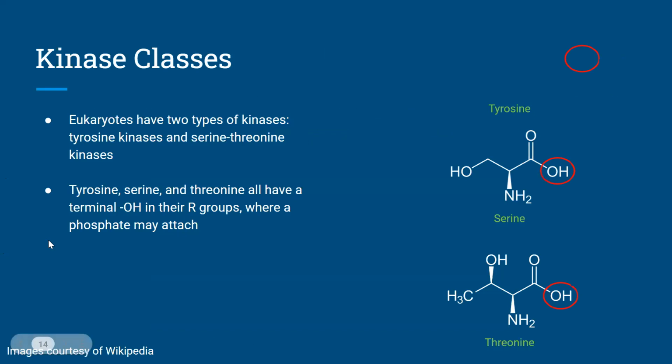Okay. So there are a couple of classes of kinases that we see in eukaryotes. One that we're going to talk about tonight is tyrosine kinase, and the others are serine threonine kinases. And the thing that they have in common is all of their R groups have a terminal hydroxyl, and that allows the little phosphate group to attach when they're carrying it from the ATP to their substrate.